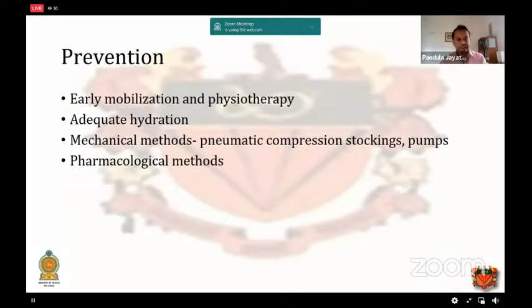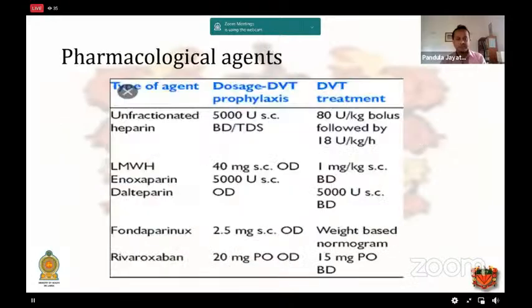And what are the strategies to prevent? Early mobilization, physiotherapy, and adequate hydration, which will keep the blood viscosity normal. And also we have mechanical and pharmacological methods. So what are the pharmacological agents we have? So commonly administered agent would be low molecular weight heparin.